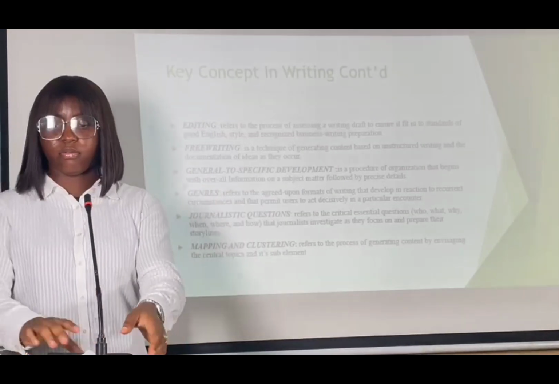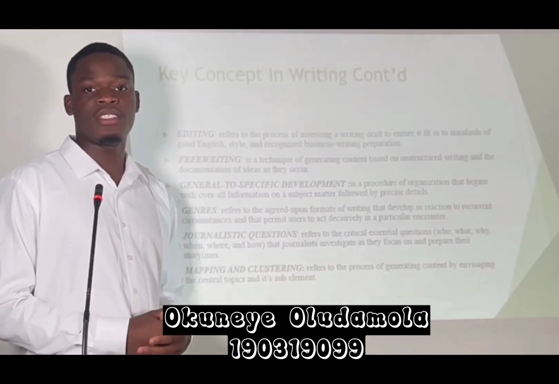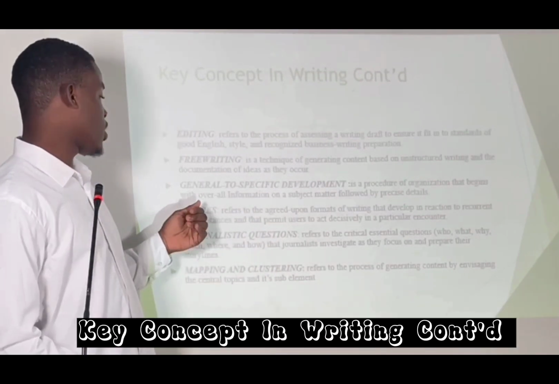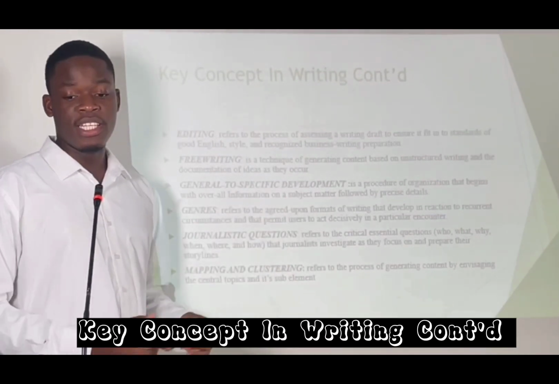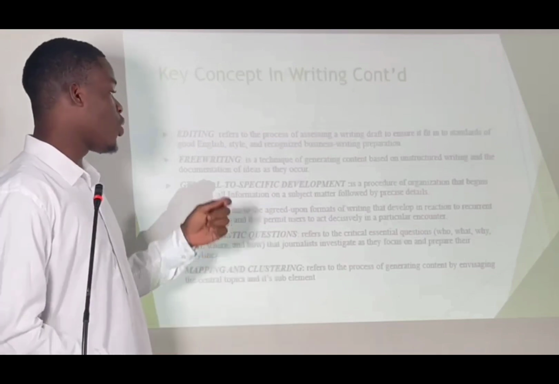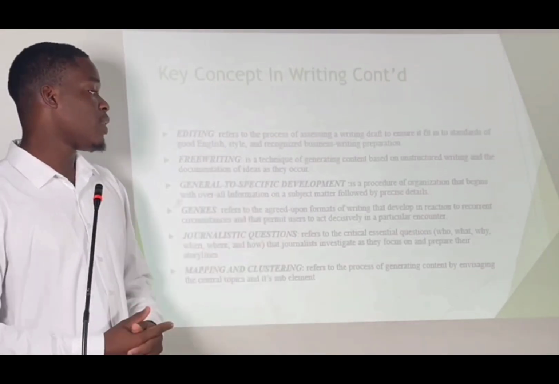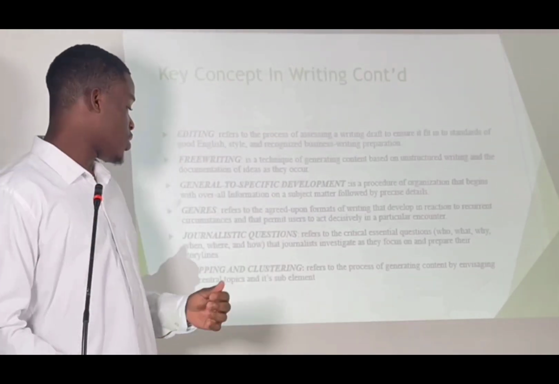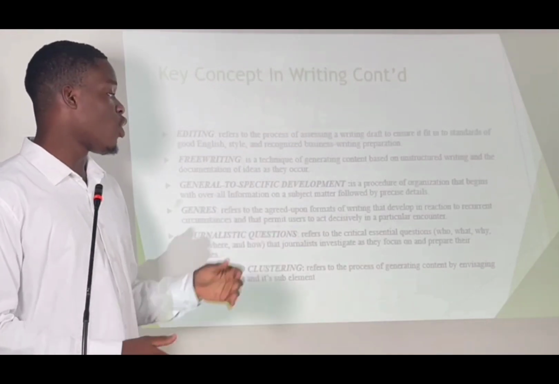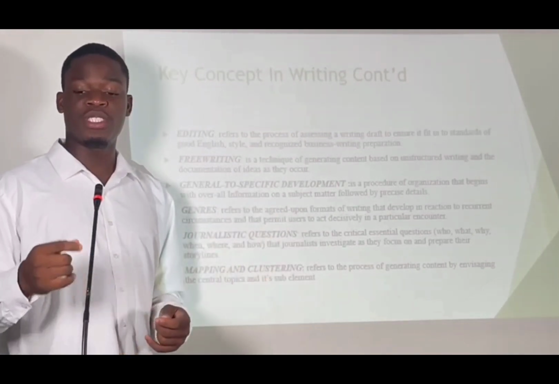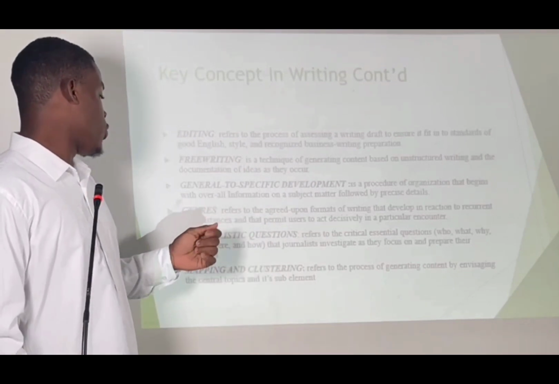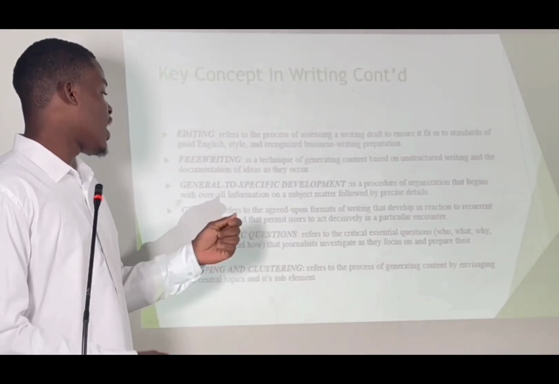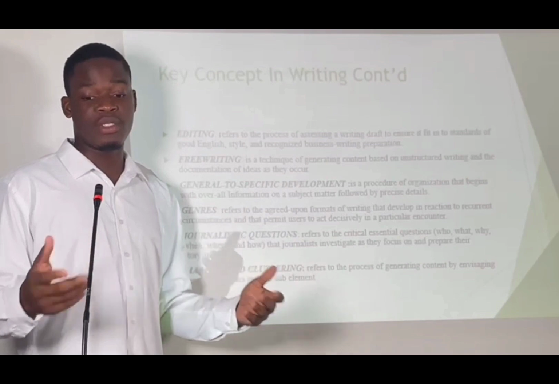Still on the key concepts of writing, I'll talk about general to specific development. It's a procedure of organization that begins with overall information on the subject matter, followed by precise details. Secondly, we have genre. This refers to the agreed upon format of writing that develops in reaction to recurrent circumstances and permits users to act decisively in a particular encounter.